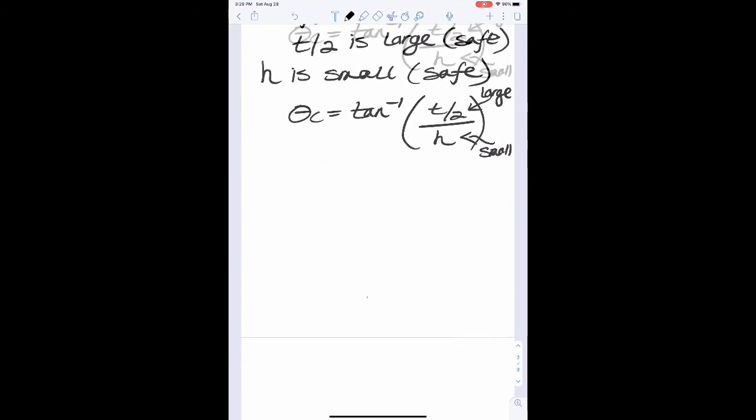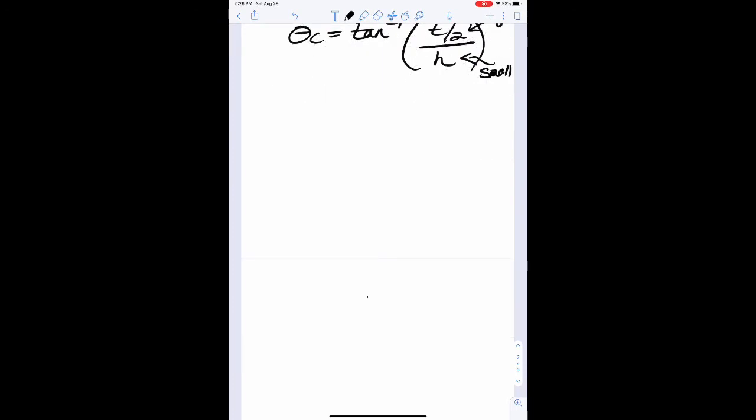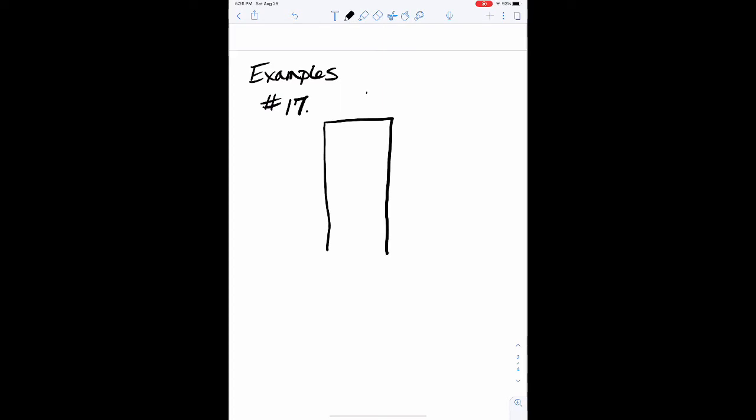I'm going to go ahead and pause it for a second. All right, so let's look at an example here. I'm going to slide this up a little bit if I can. All right, so this is number 17 from the chapter. And in 17, I believe they give us, I don't have my textbook here with me, but I believe they give us a filing cabinet.